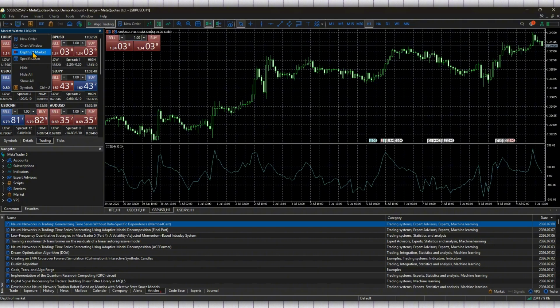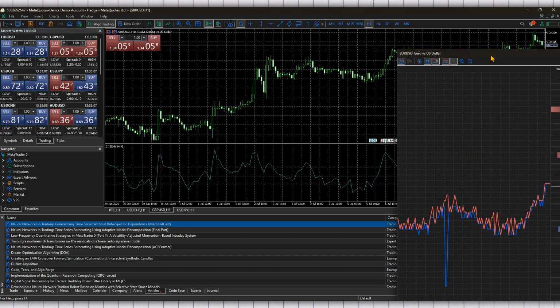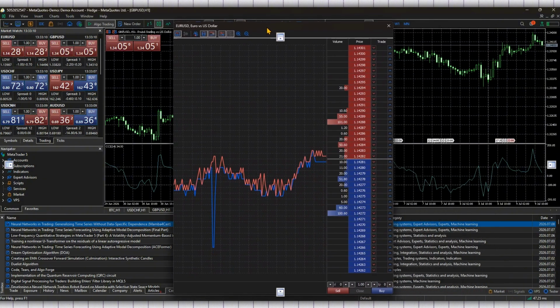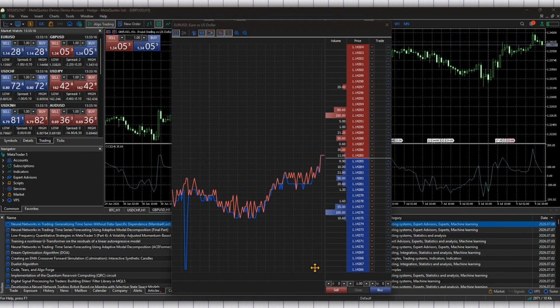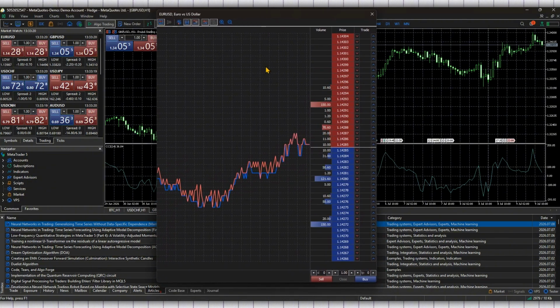From this context menu, your eyes should seek out and zero in on the option labeled Depth of Market. Click on it. This command acts like a key, unlocking a specialized window where you'll gain insights into the market's depth. The Depth of Market, or DOM, is essentially a tool that visually represents the number of buy and sell orders at different price levels.